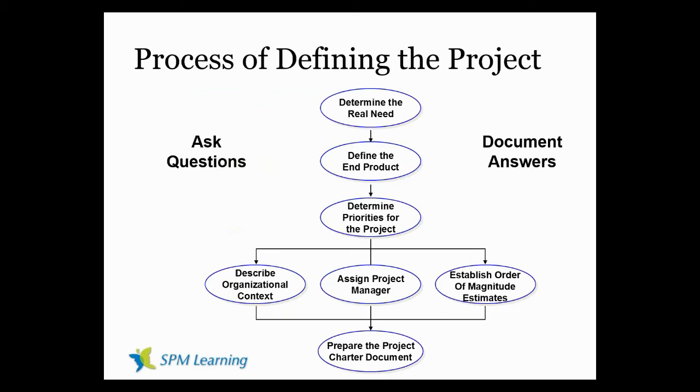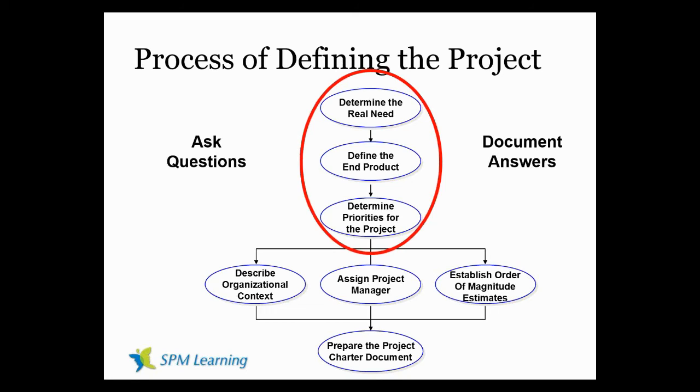We look at a process for defining this. And this process, we want to ask the questions and document the answers. And as you notice, it starts at the top with define the real need. We're going to focus today just on the first three. And in focusing on those first three, now, define the real need, define the end product, which includes our acceptance criteria, and then determine the priorities of the project. That's where we're going to focus our discussions today.